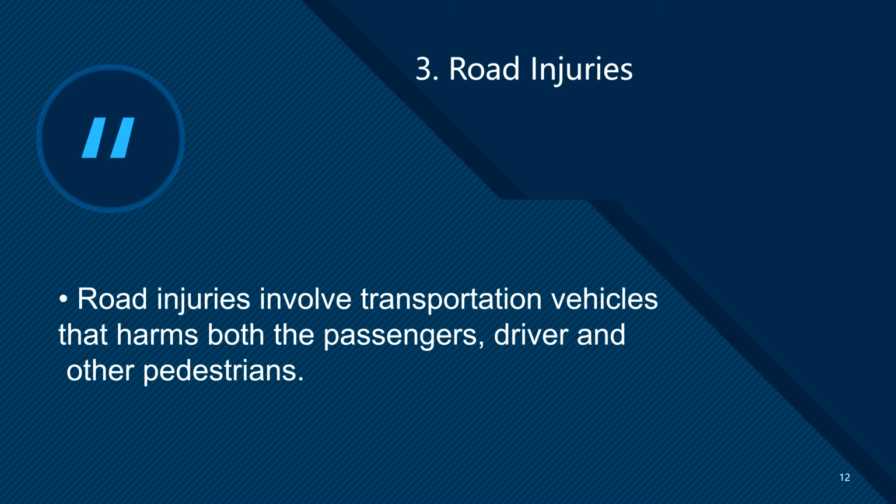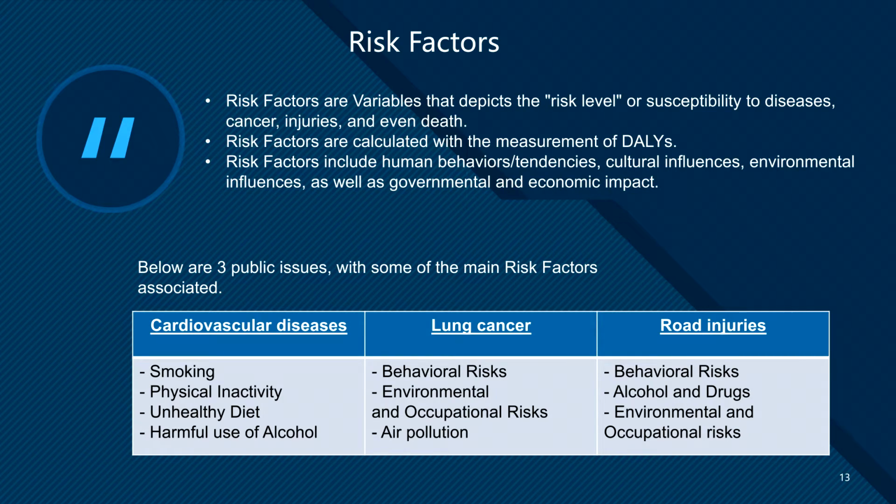So risk factors are variables that depict the risk level or susceptibility to diseases, cancers, injuries, and even death. In this report, risk factors will be calculated with the measurement of DALYs. And these risk factors are elements that can include human behaviors, tendencies, cultural influences, environmental influences, as well as governmental and economic impact. And as you can see below, there is a chart regarding the three public health issues we addressed earlier.